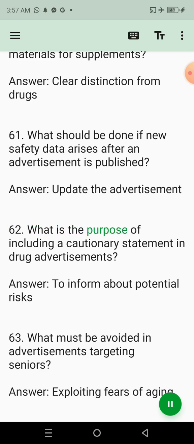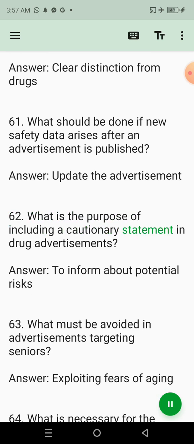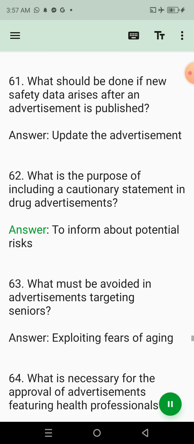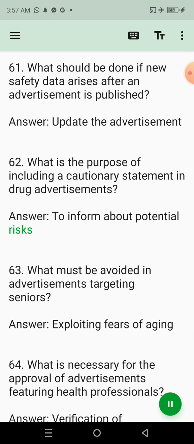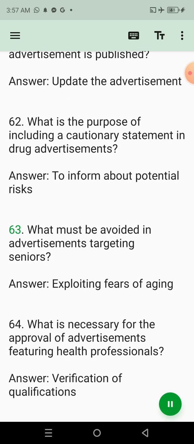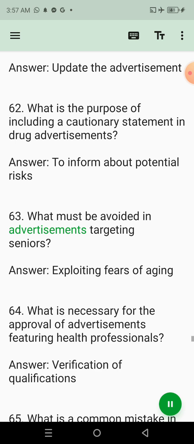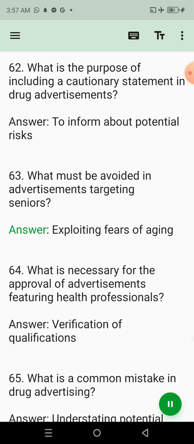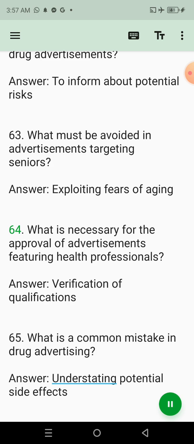62. What is the purpose of including a cautionary statement in drug advertisements? Answer. To inform about potential risks. 63. What must be avoided in advertisements targeting seniors? Answer. Exploiting fears of aging.